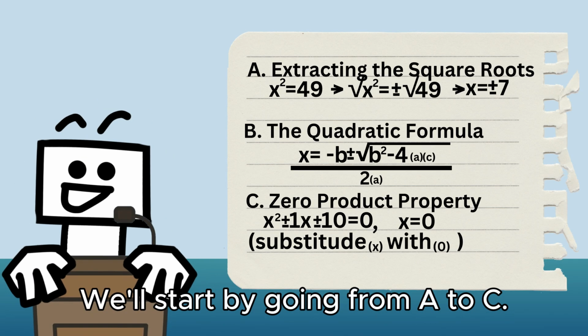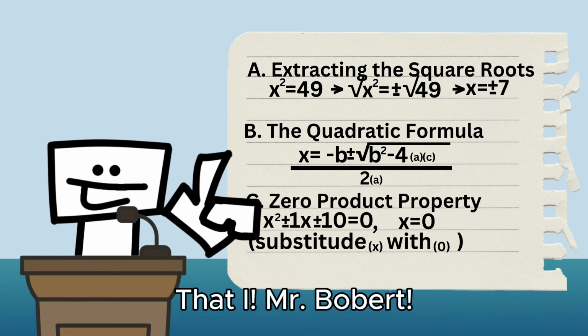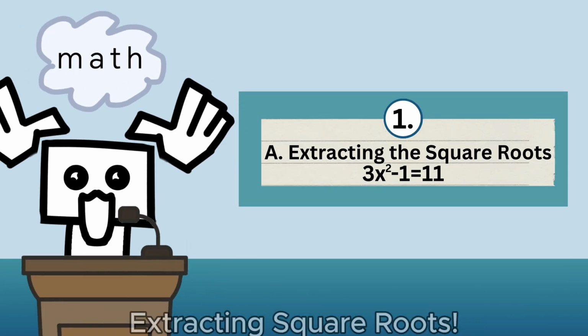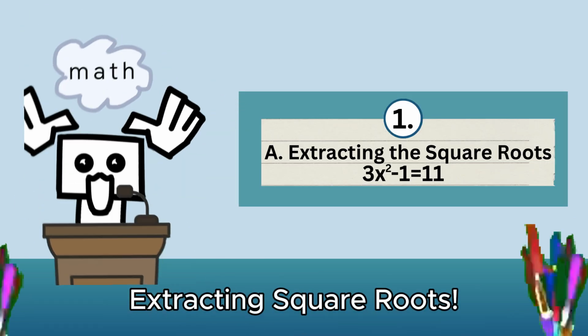We'll start by going from A to C as we'll answer the prepared questions that I, Mr. Bobert, have handpicked for today. Let's start with an easy one, extracting square roots.